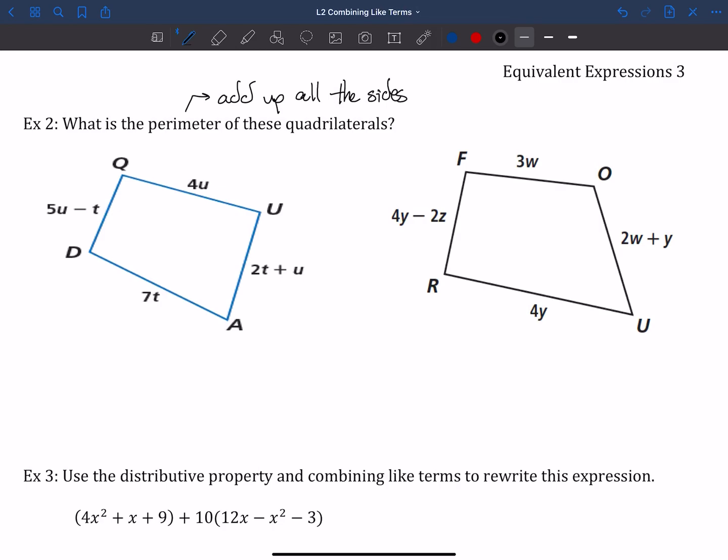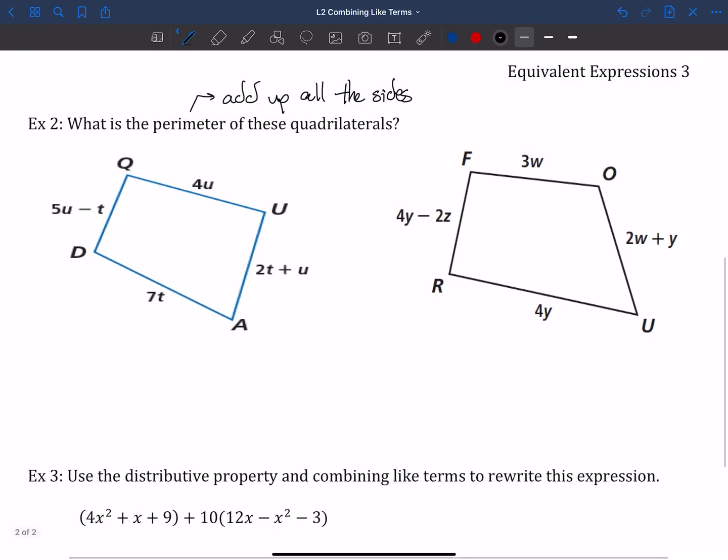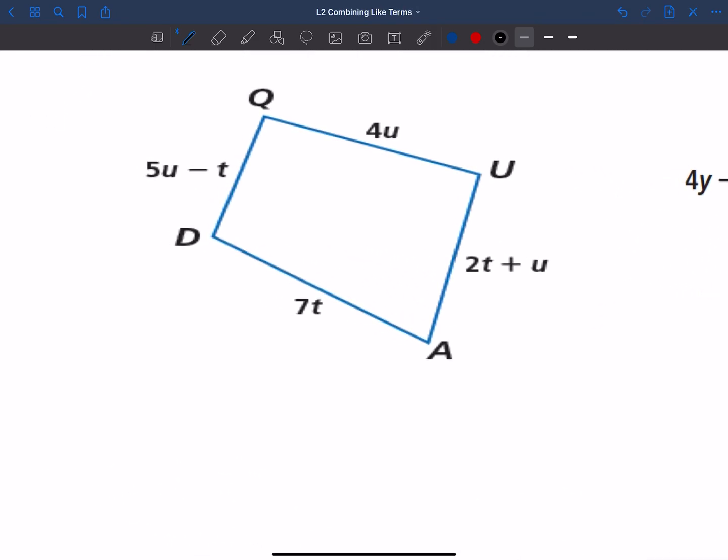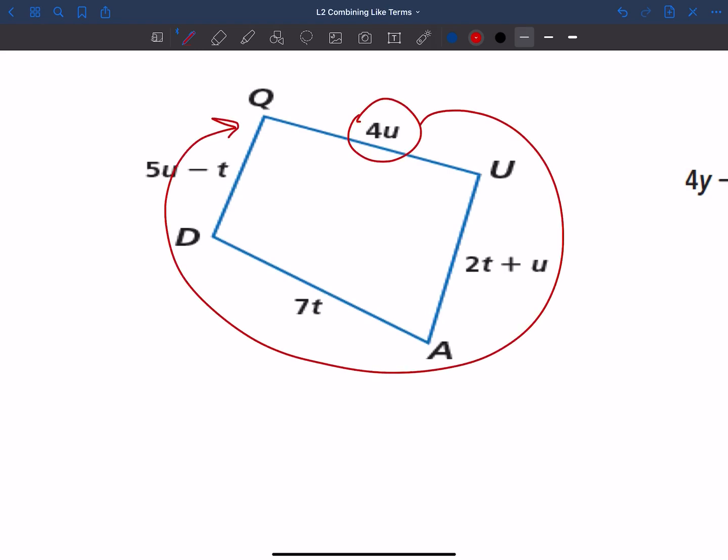All right, so to add up all the sides, I'm just going to start somewhere and keep on going around. So let's focus on the left one first. I'm going to start up here, and I like to go clockwise after that, so I'm going to go around that side, making sure that I hit every single side along the way so I don't forget anything.